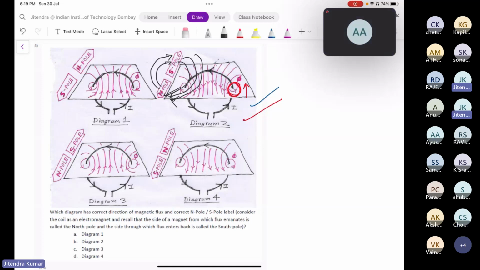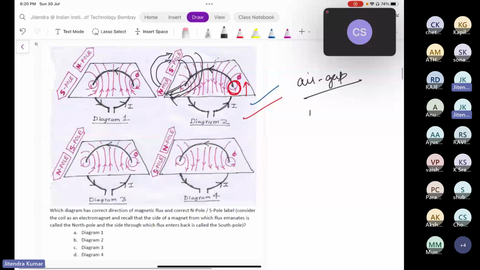Okay, so anyone agreeing with Ayush? Whatever he just mentioned, in the air gap flux should originate from north and enter south, and in magnetic material it should be the opposite. Swapnil, you are trying to say something? Okay, so this concept is very important. You have to take care whether it is an air gap or magnetic material.